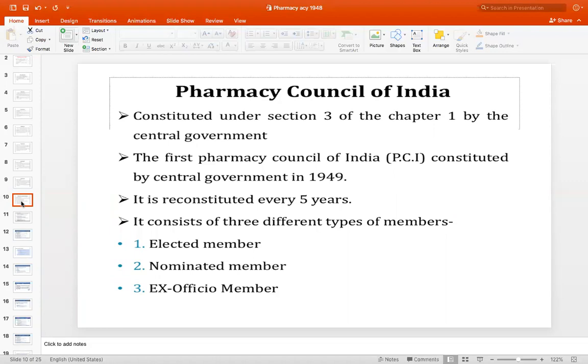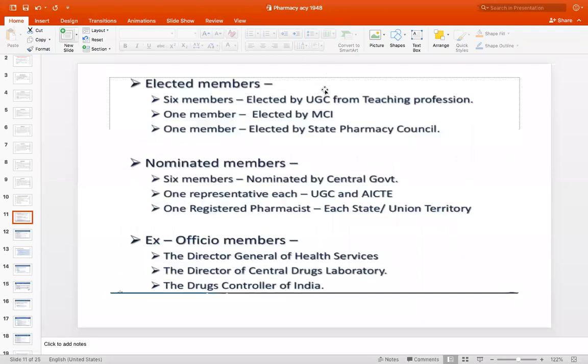Now we will see one by one who they are and how they are elected or nominated, how many members will be there, and what is their profession. So elected members, 6 members are elected from UGC, from teaching profession. UGC, I have already told you, that is University Grant Commission. So from there, they will elect 6 members to be elected members in PCI.